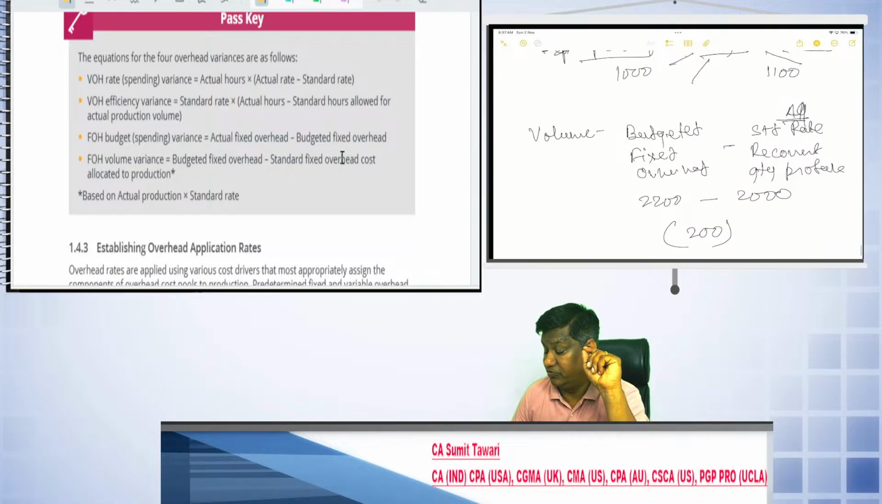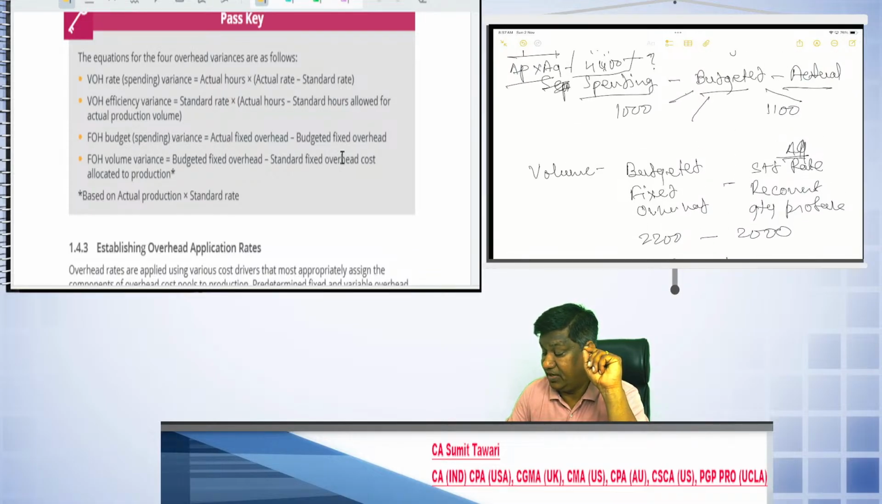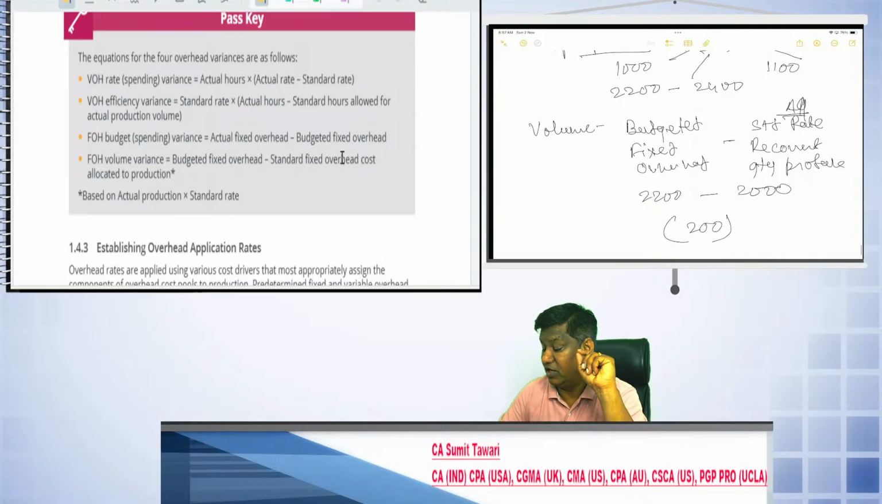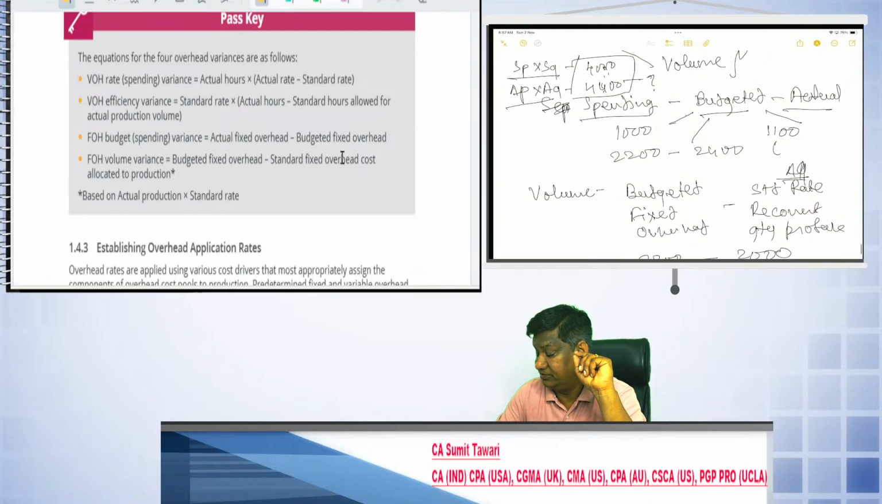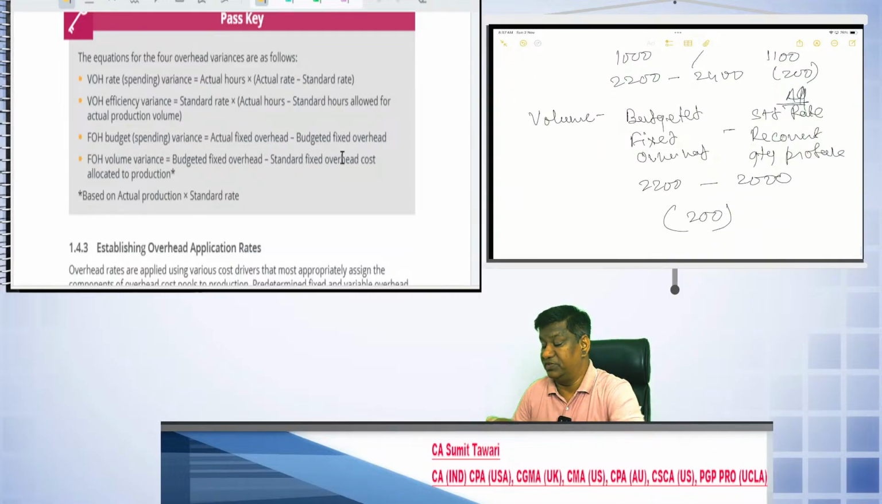That is volume. And 2200 is my budgeted, whatever may be the actual, say 2400. This is my actual variance. This way we need to calculate. So here minus 200. So this is something different.